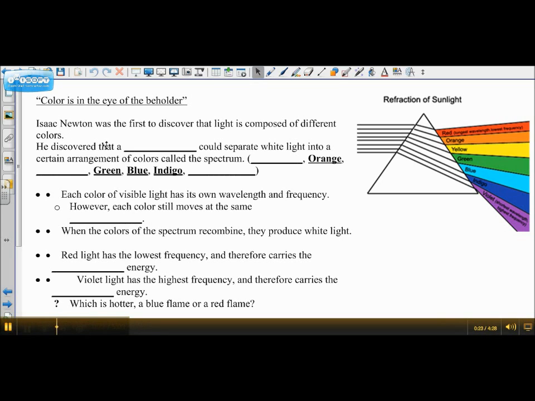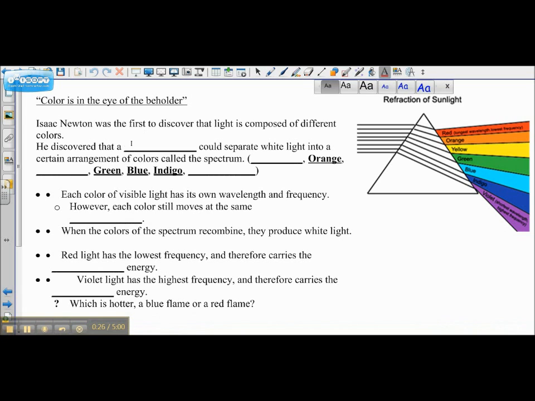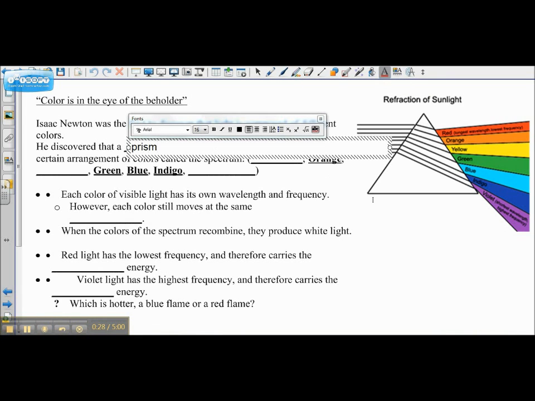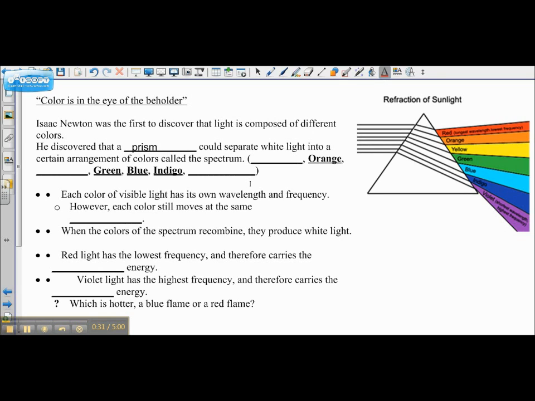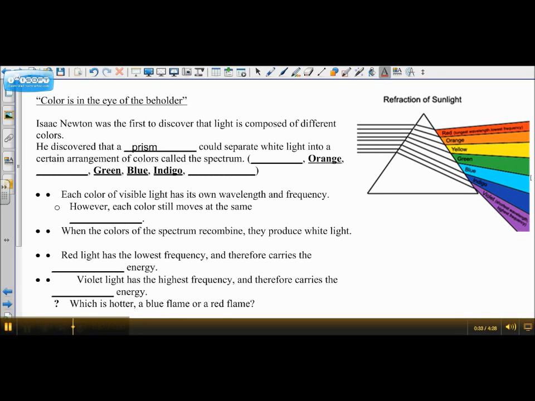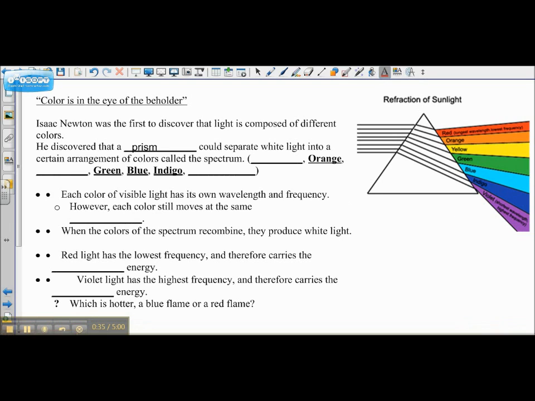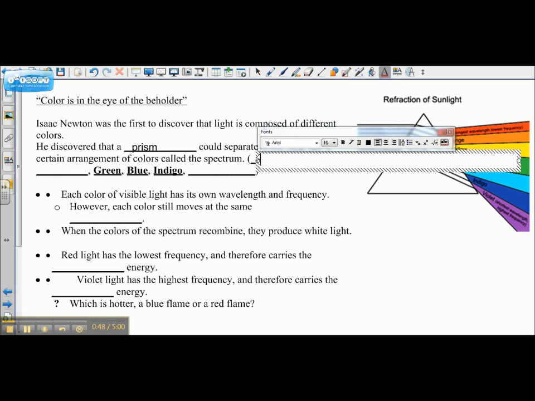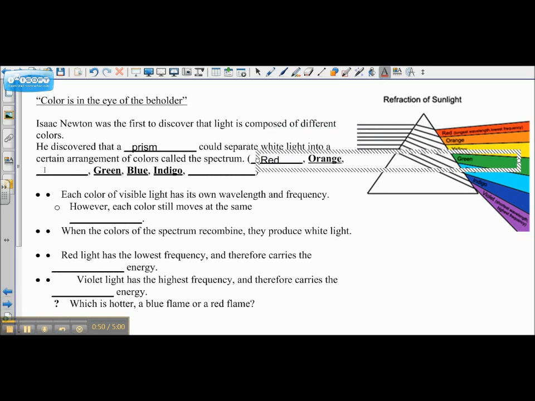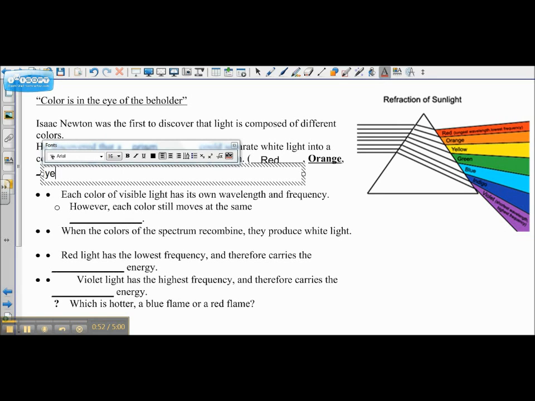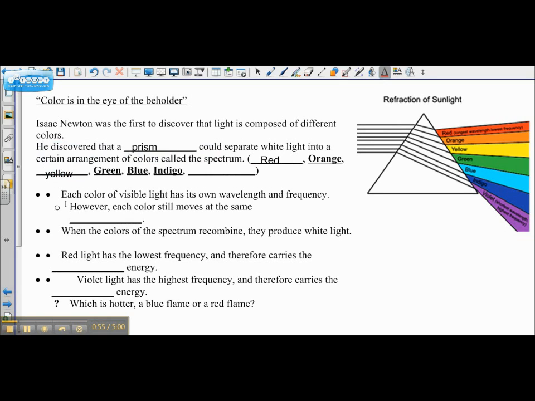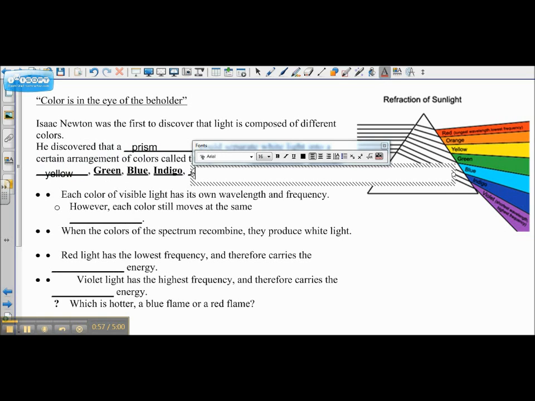And the way he discovered this is he discovered that a prism could separate white light into a certain arrangement of colors. So just like over here, you have a prism, triangle-shaped prism, and as the white light goes in, it is broken into all of the different colors of the rainbow. So red, orange, yellow, green, blue, indigo, and violet, which are your answers right here. So red, orange, yellow, green, blue, indigo, and violet.